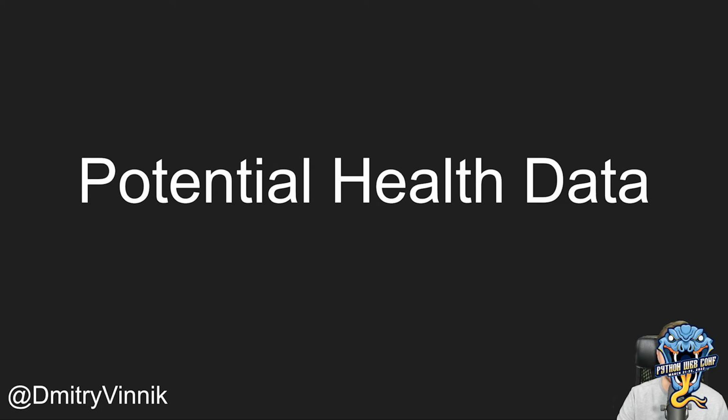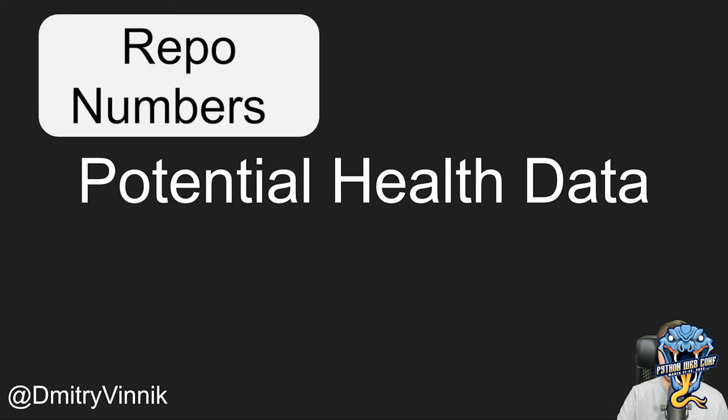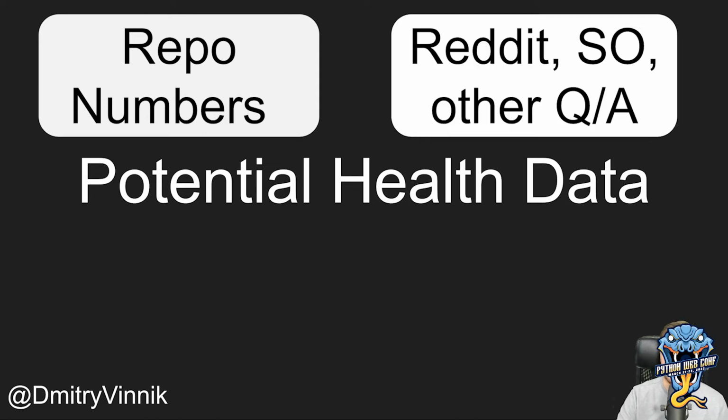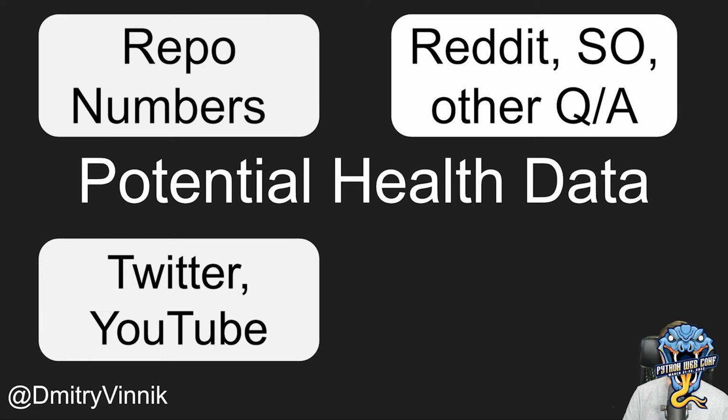There are potential health metrics like repo numbers, whether it's stars, watchers, forks on the GitHub or GitLab repository. It's your forums like Reddit, Stack Overflow, or other Q&A chats where you can collect sentiment analysis or just see how many questions people ask and how interactive people are. Twitter and YouTube, or other areas where people can talk to each other, whether it's Slack or Discord.